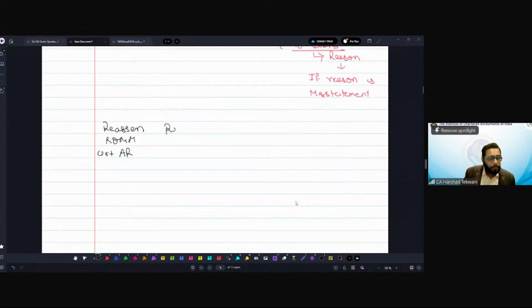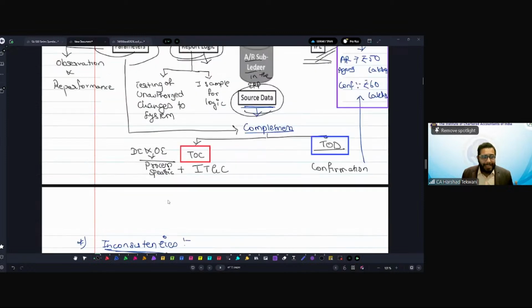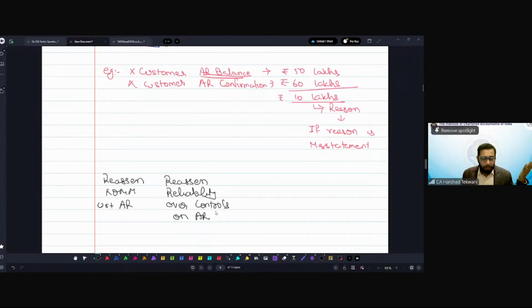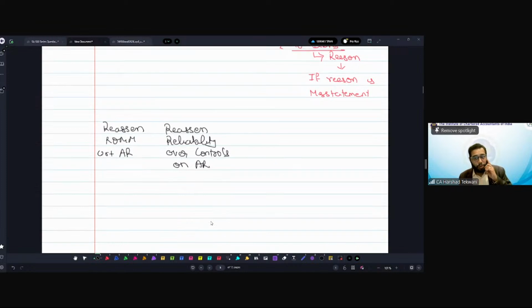Reassess the reliability over controls on AR or related controls, because somewhere I tested this control process, specific ITGC, I got comfort, and then only I proceeded. But now you are saying there is a misstatement in the books. Again, I have to think on the controls part, whether controls are operating effectively in actual. If yes, then how did this happen? I will check and reassess the reliability over the controls. And if I decide that I am not relying on the control, trust me, that becomes a very big problem.